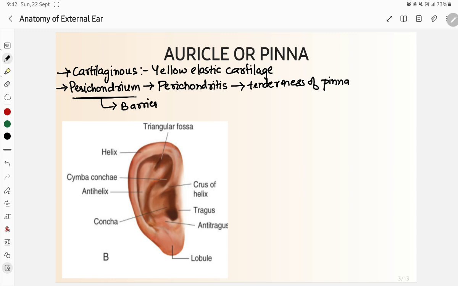Correct. Now, look at the diagram. Can you see various elevations and depressions of your pinna? The first elevation we have is our helix. Then we have our antihelix in the opposite direction. Then we have our tragus, and opposite to tragus we have our antitragus. Then we have few depressions. The first one just below our helix is the triangular fossa. Below that we have our cymba concha, and below that we have our concha. Now concha forms the opening to our EAC.